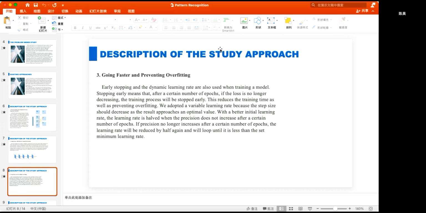With a better initial learning rate, the learning rate is reduced when the precision does not increase after a certain number of epochs. If precision no longer increases after a certain number of epochs, the learning rate will be reduced by half again and will loop until it is less than the set minimum learning rate.